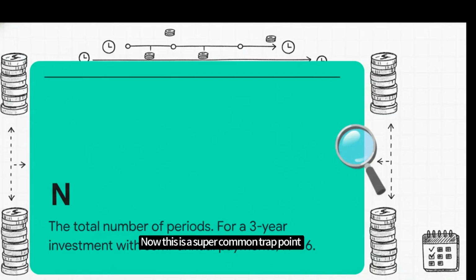First up is N. Now, this is a super common trip-up point, so listen close. N is the total number of periods, not necessarily the number of years. So if you've got a 3-year loan with semi-annual payments, your N isn't 3, it's 6. That's 3 years times 2 payments per year.